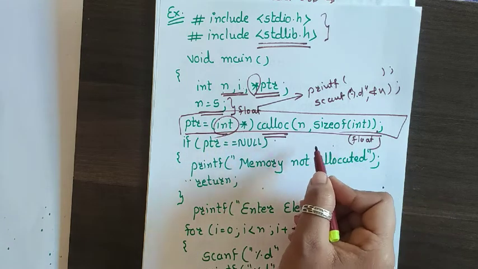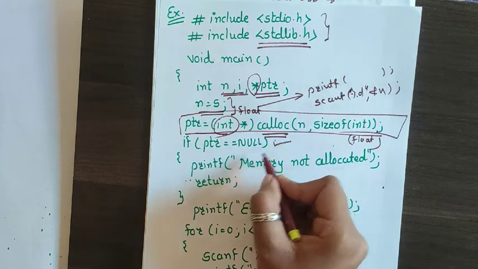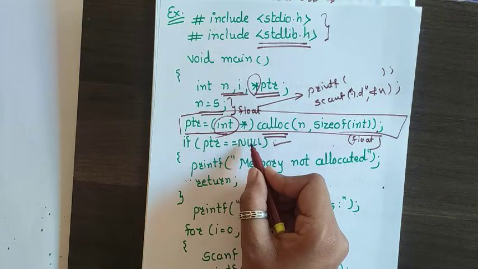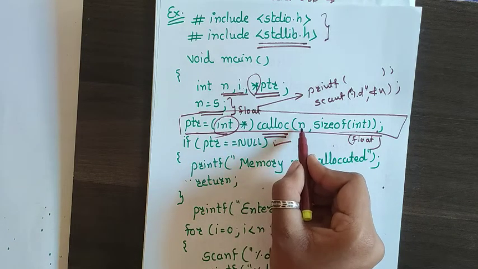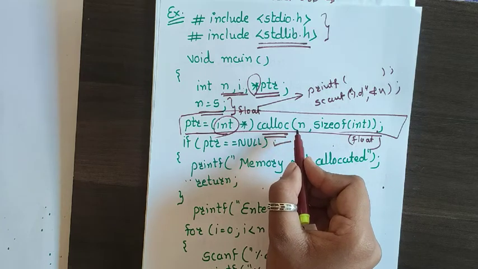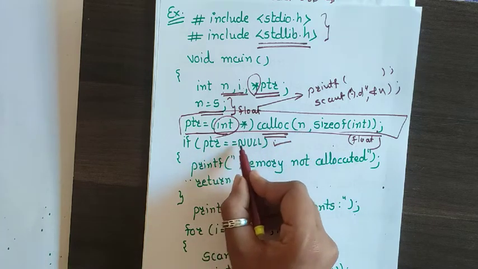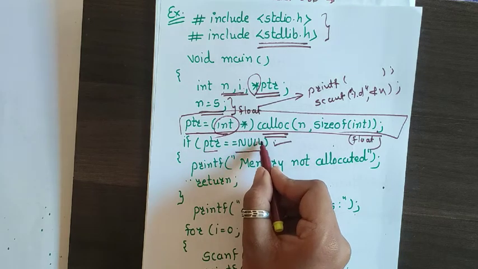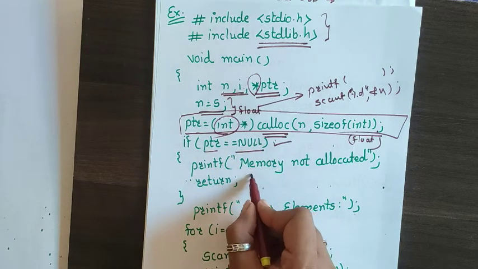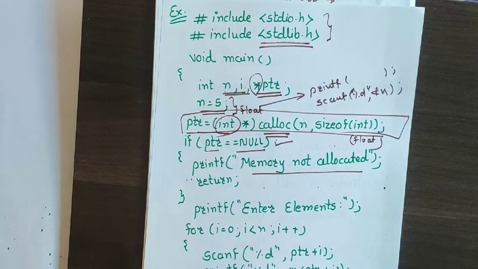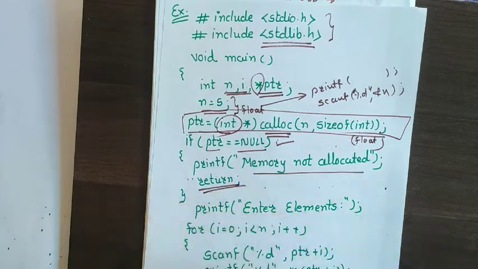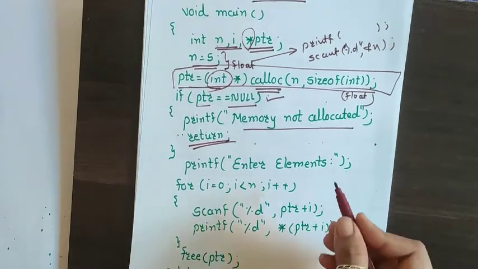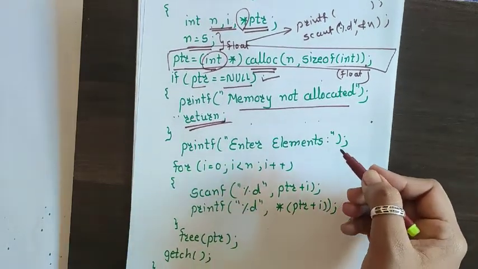Again, what I am doing is checking if ptr is equal to null. If some error might be there, then your ptr will be null. So if ptr is equal to null, then it will give a message that memory is not allocated, and it will return from here only. If it is not like that, then it will go for the adding of data, right?